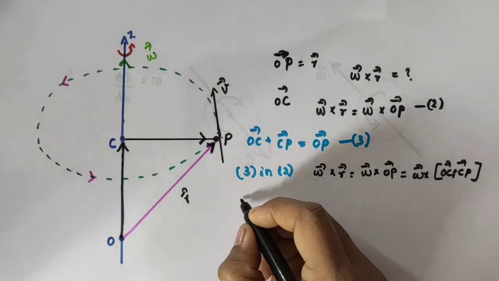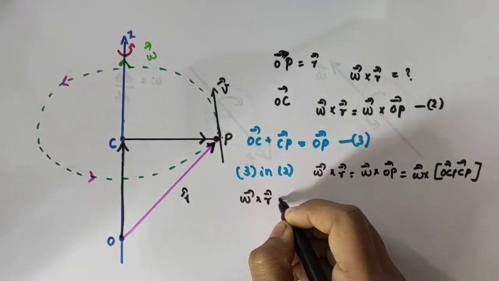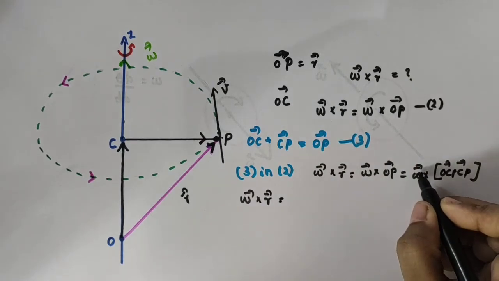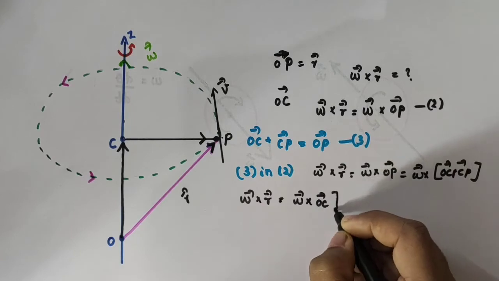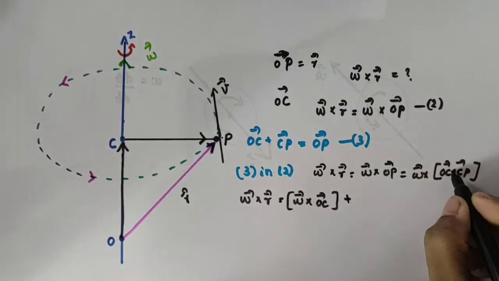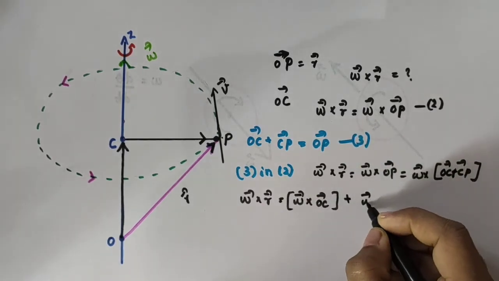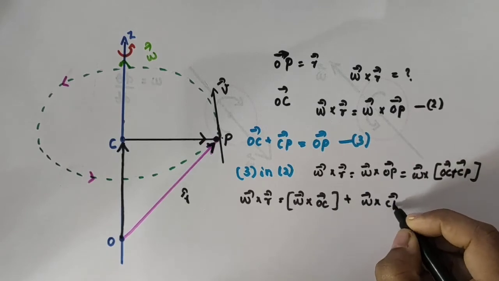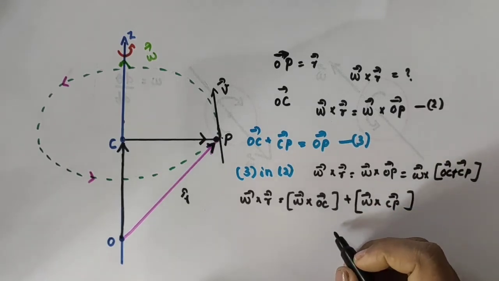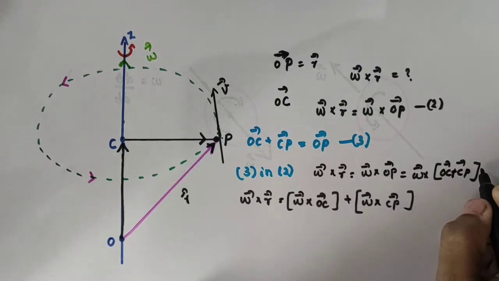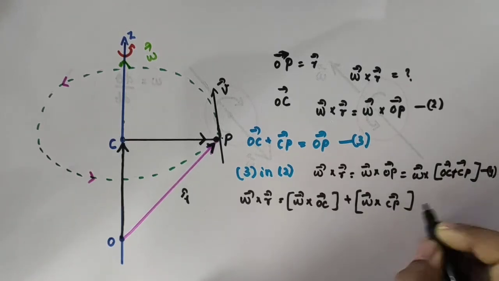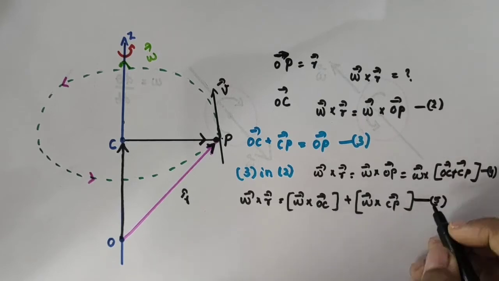So this can be written as vector omega cross vector R is equal to vector omega cross vector OC plus vector omega cross vector CP. I am taking this as equation number 4 and this as equation number 5.